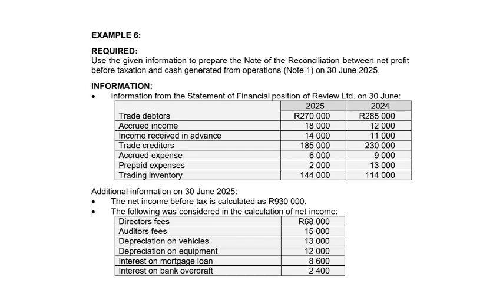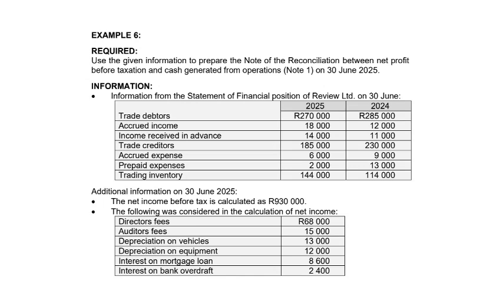Example 6. Required: use the given information to prepare the note of the reconciliation between net profit before taxation and cash generated from operations, Note 1, on 30 June 2025. Information from the Statement of Financial Position of Review Limited on 30 June. A list of totals and balances is given for 2025 and 2024 regarding trade debtors, accrued income, income received in advance, trade creditors, accrued expenses, prepaid expenses, and trading inventory.